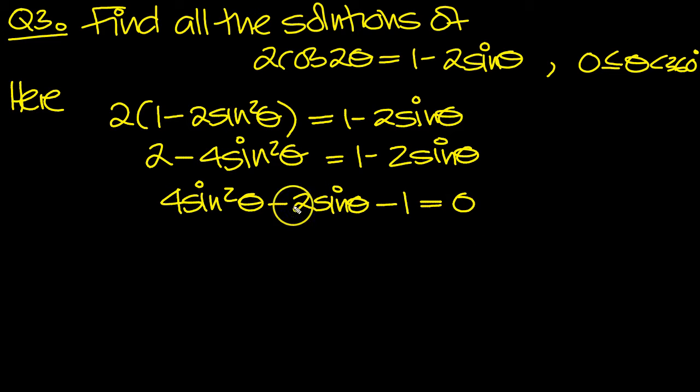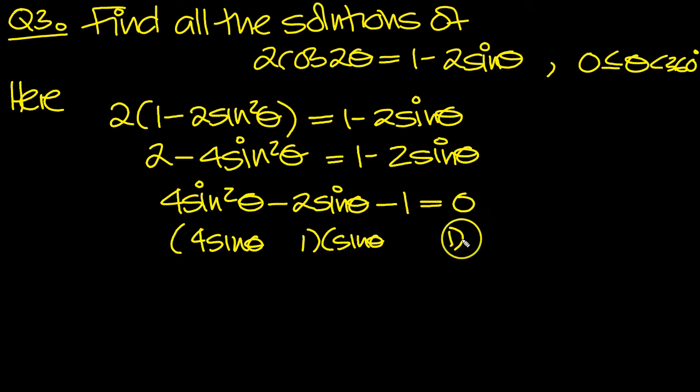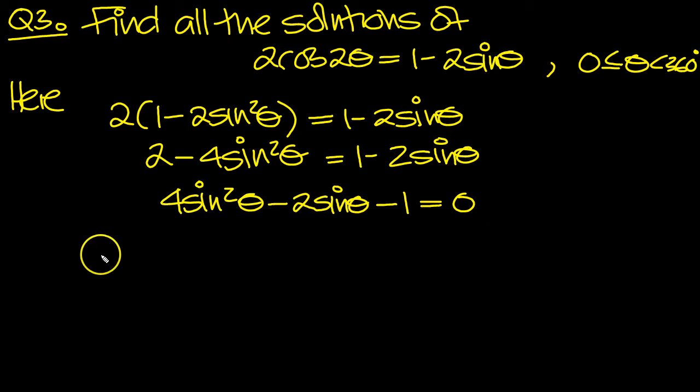So here, this doesn't factorize. You can try it. You can try a 4 and a 1, and it has to be 1 and 1. Any combination of 4 of these and 1 of these isn't going to give you minus 2. And the same goes for 2 and 2. Any combination of 2 1s and 2 1s will not correspond to minus 2. So we have to use the formula here then. So let's have a go at that.